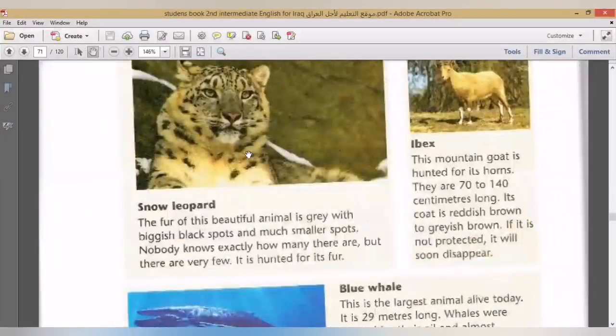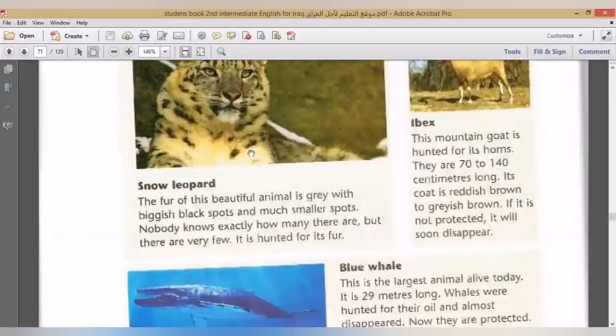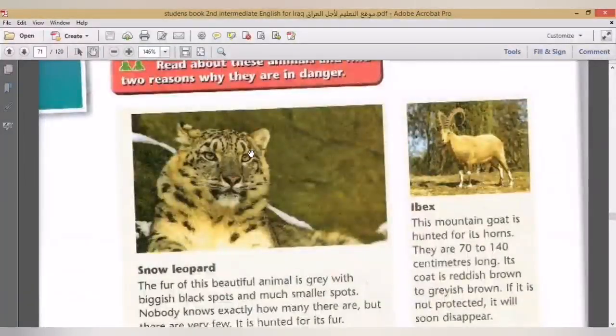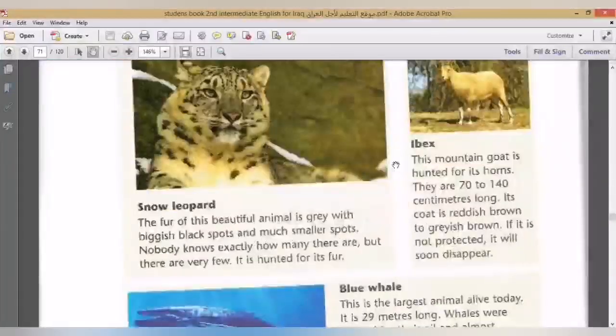What is meant by in danger? When we say in danger. Yes, exactly. So what makes them in danger? What are the reasons that they are in danger? Let us read what is written on page 74. Snow leopard. The fur of this beautiful animal is gray with biggish black spots and much smaller spots. Nobody knows exactly how many there are, but there are very few. It is hunted for its fur.